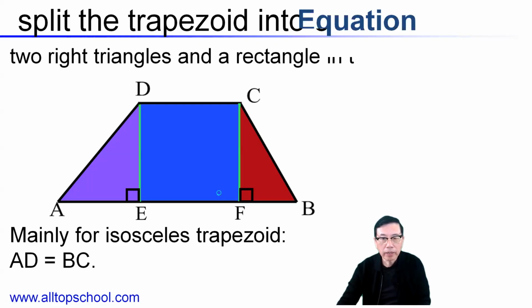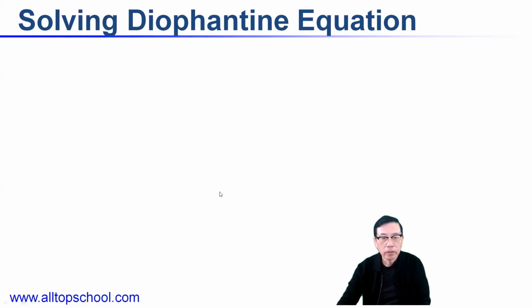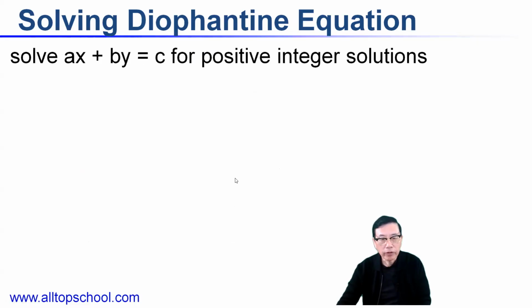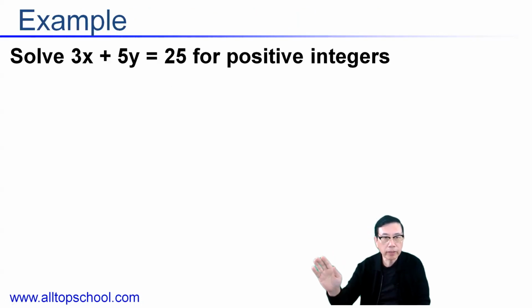Regarding the question, we have another method about solving the Diophantine equation. What is a Diophantine equation? It has multiple variables, x and y, that must all be integer solutions, with some coefficients a, b, and c. Let's see how to solve such a Diophantine equation. This example: 3x plus 5y equal to 25.